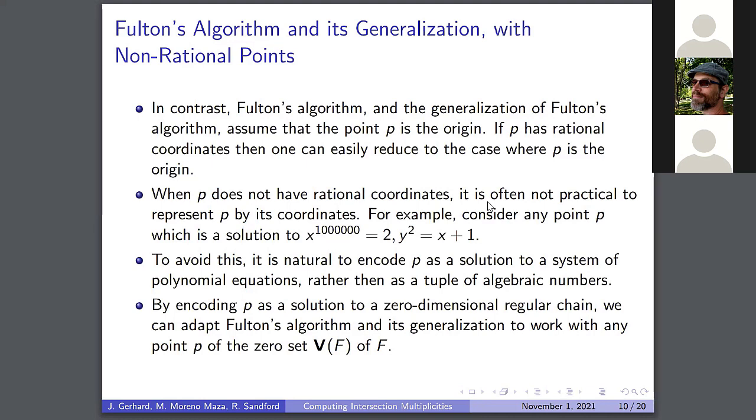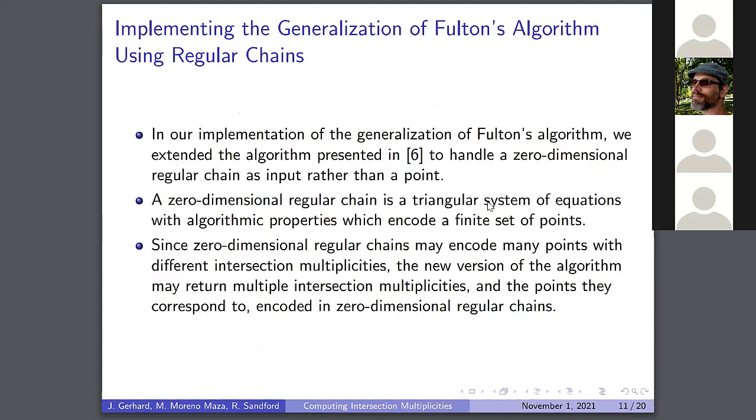But sometimes you'll want to work with non-rational coordinates. You'll have to work with algebraic numbers, and these cause their own challenges and issues. So one natural solution would be to encode your point as a solution to a system of polynomial equations. And we can do that using a regular chain. A regular chain is essentially a triangular system of equations that have algorithmic properties, as Mark talked about yesterday, and they encode a finite set of points.